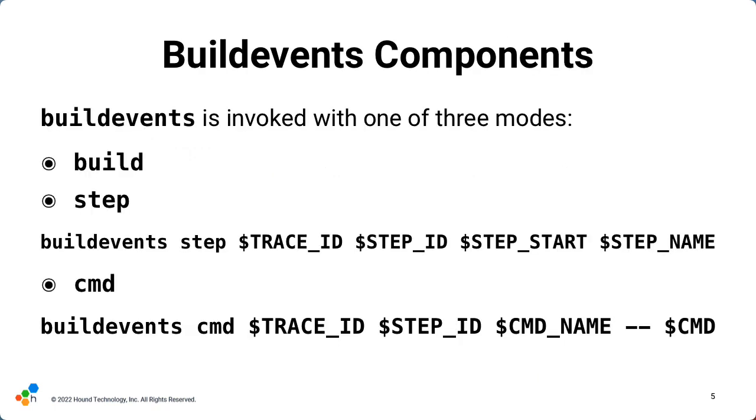There's 3 modes. There's a build mode, and that sends the root span for the entire build. And with GitHub Actions, this is automatically generated. After that is the step mode, which represents a block of related commands. With that step mode, you're going to do what you normally do in your step, and then you're going to call out the trace ID. And then from there, there's going to be a step ID.